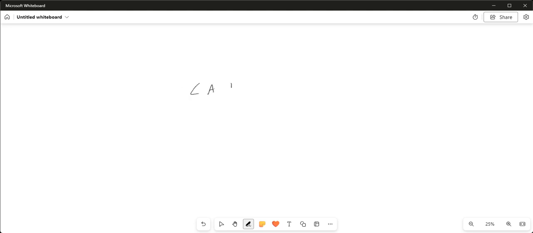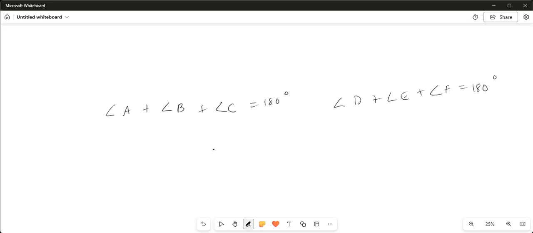So angle A plus angle B plus angle C equals 180 degrees. And we also know that in the second triangle, angle D plus angle E plus angle F also equals 180 degrees. Okay, so we can solve the equation on the left for angle C. So I'm going to leave angle C here and subtract angles A and B. And then in the other triangle, I'm going to do the same thing, solving for the same angle.